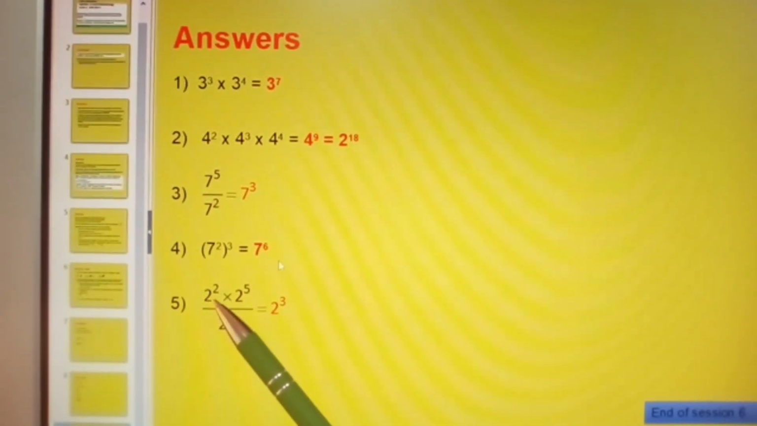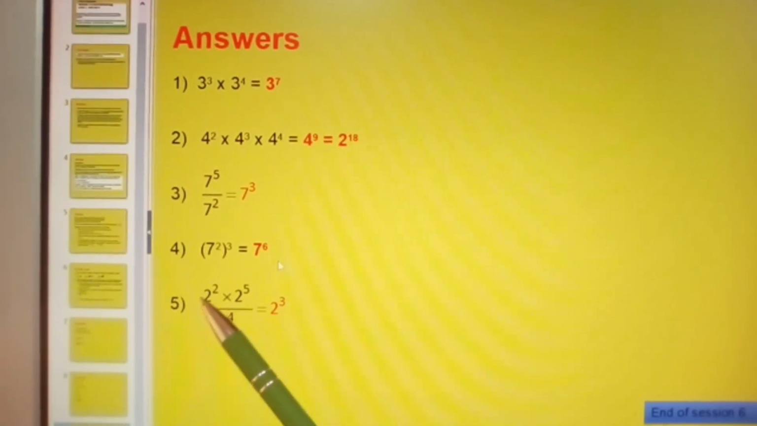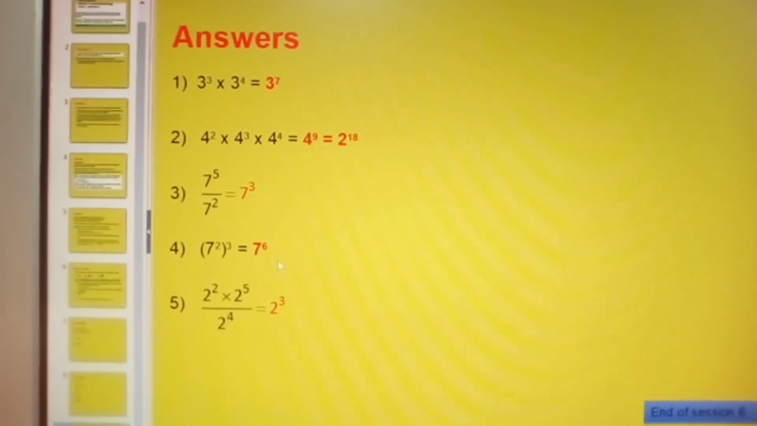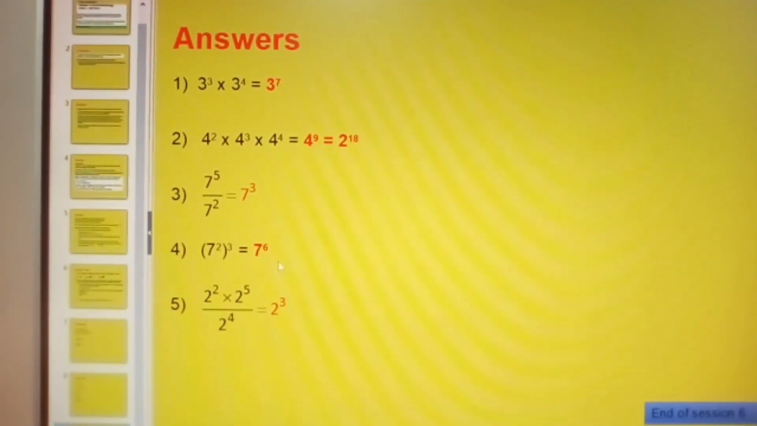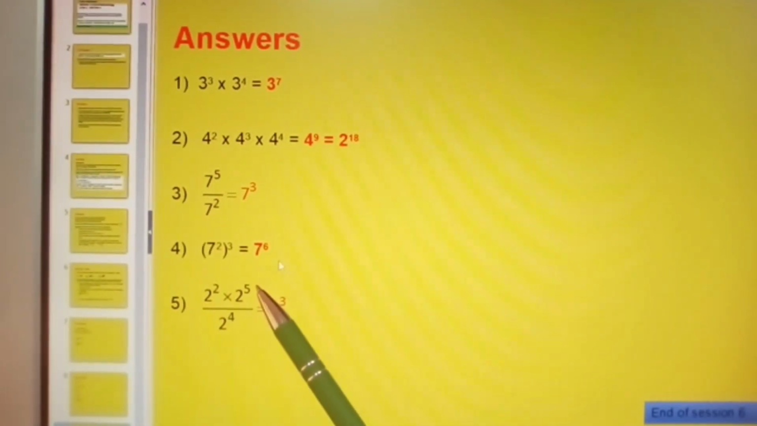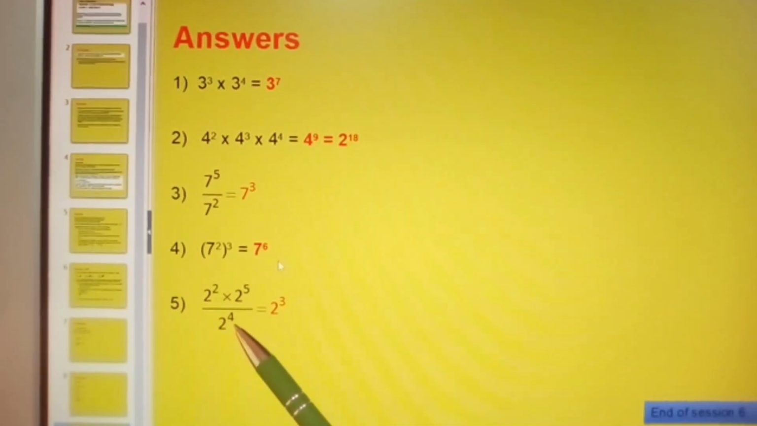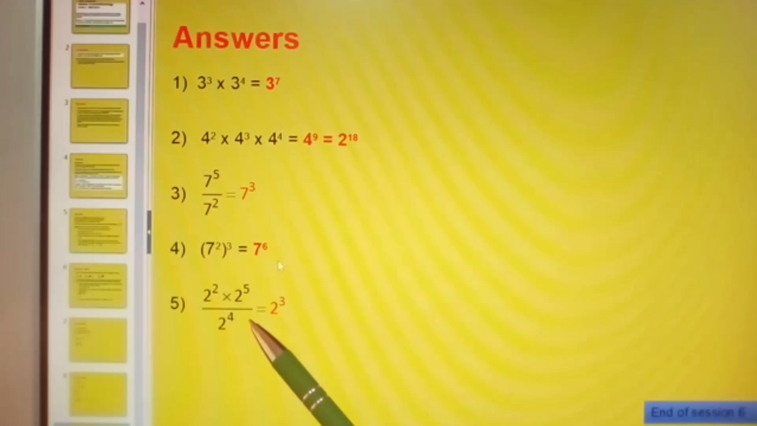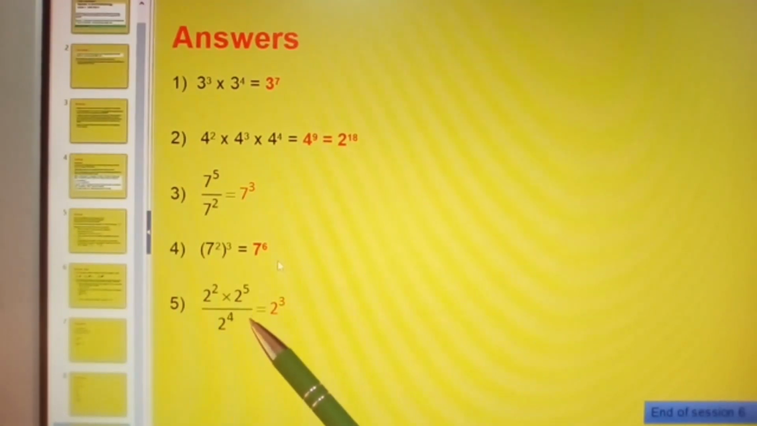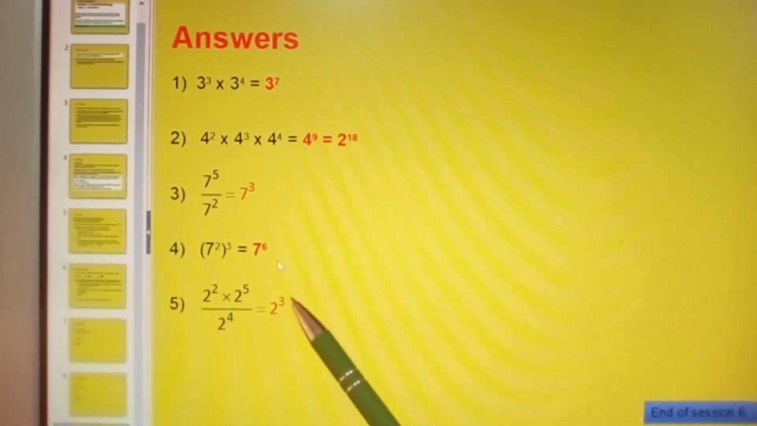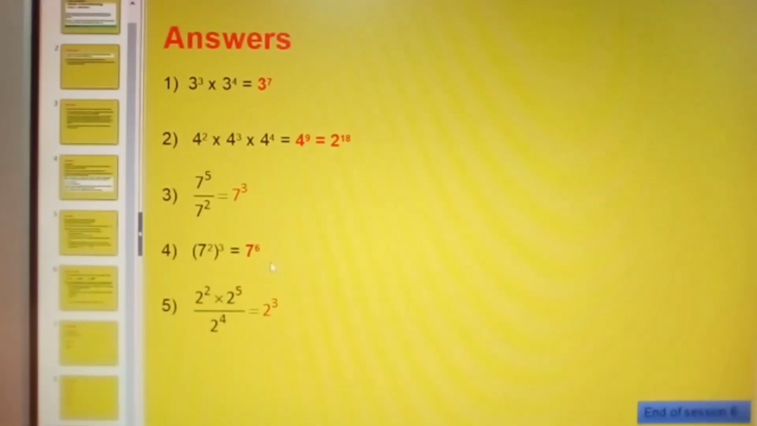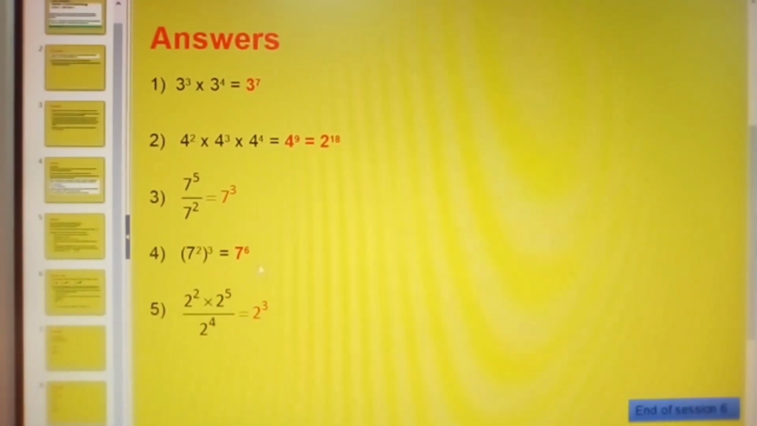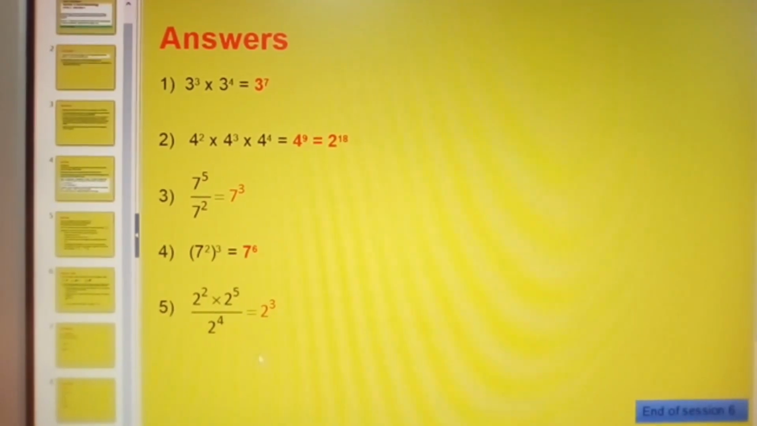2 to the 2 times 2 to the 5 is 2 to the 7 divided by 2 to the 4. Therefore, 2 to the 7 minus 4 will leave you 3, so it equals 2 to the 3. Okay? Now you need to do these for yourselves and be familiar as to how they're done. Okay? Practice, practice, practice.